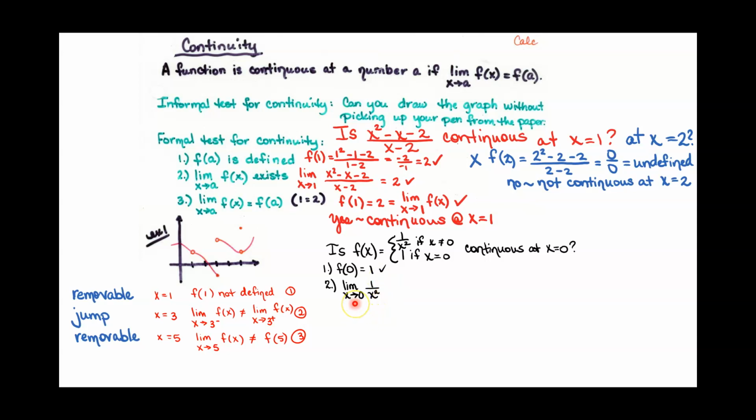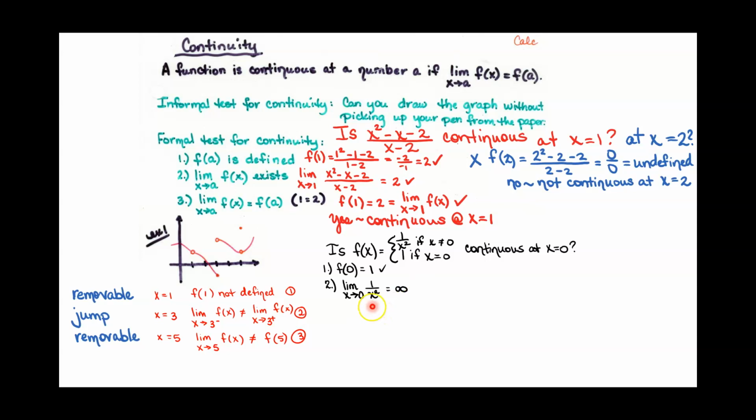If you think about it, as x is approaching 0, we'd be using values like 0.1, 0.01, and 0.001. So 0.1 squared, 0.01 squared, 0.001 squared. So my numerator is staying the same, and my denominator is getting smaller and smaller and smaller. So what's happening to my overall fraction? It's getting larger and larger and larger. So that limit would be infinity.